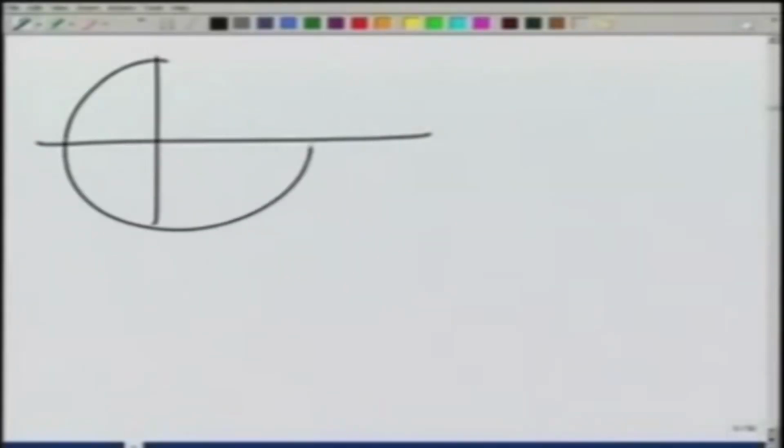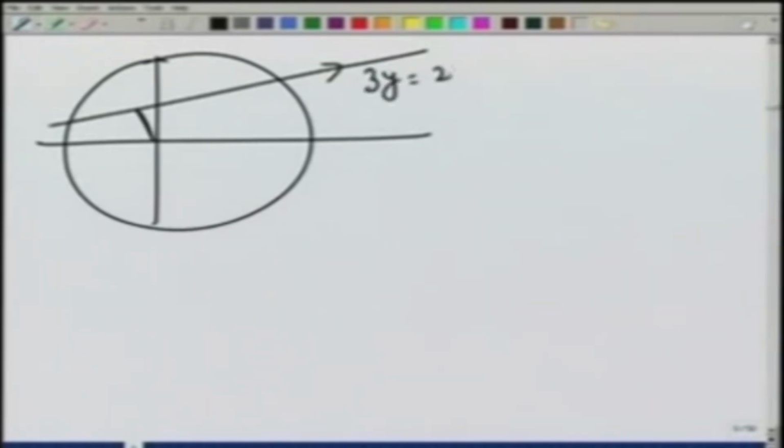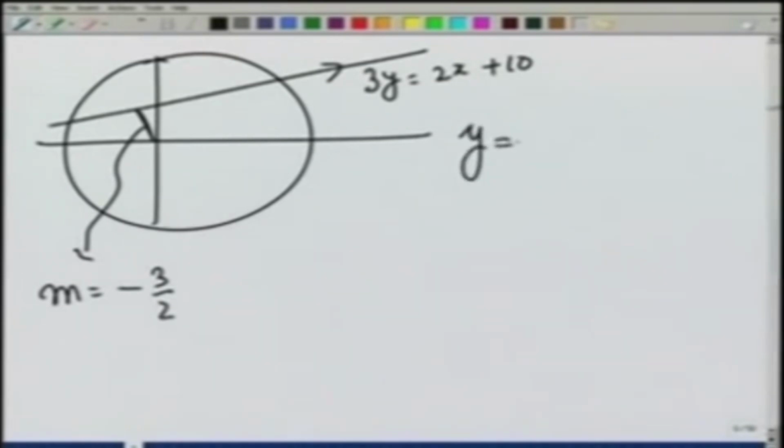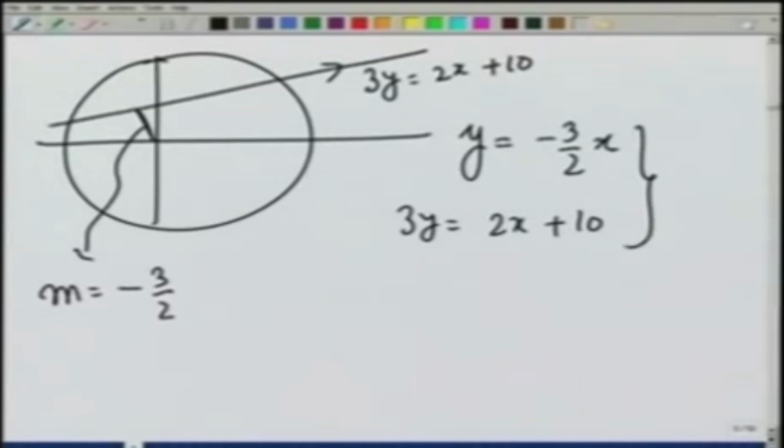Let me make the figure again. This is the disk, here is the force acting, and I am interested in this distance. The equation of this line is 3y equals 2x plus 10. Therefore, the slope of this line m is going to be minus 3 over 2 and it is passing through the origin. Therefore, the equation of this line is going to be y equals minus 3 over 2 x. The line along which the force is working is 3y equals 2x plus 10, and therefore, I can find out what the intersection point is.